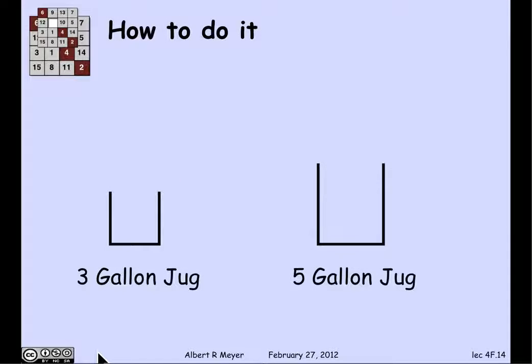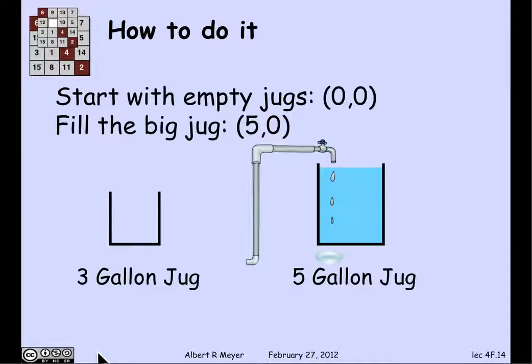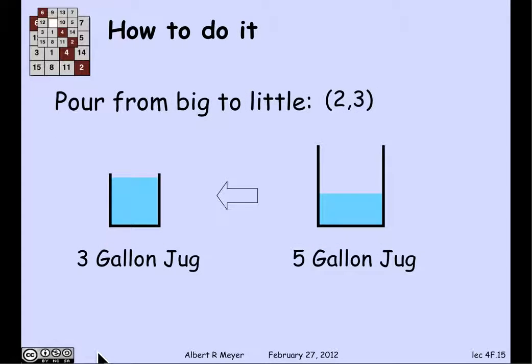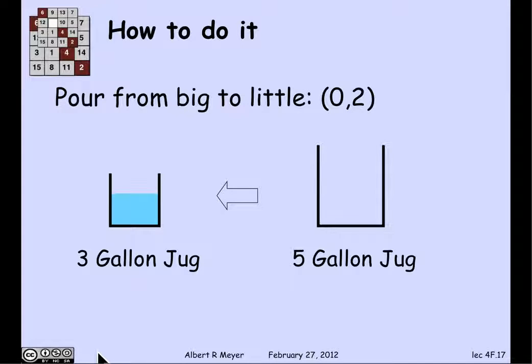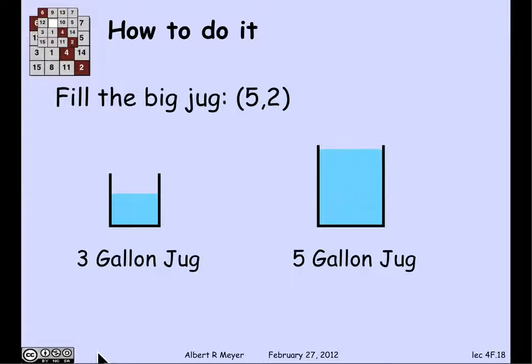We're going to start off with both jugs empty. So we start off in state 0, 0, and the first move is going to be to fill the big jug, which takes us to state 5, 0, where the big jug has 5 and the little jug is still empty. Then we're going to pour from the big into the little. So now the little jug has 3. We're filling up the little one, and that leaves 2 in the big jug. Now we're going to empty the little one, and we still have 2 left in the big one. And now we're going to pour from the big one into the little one. So the little one has 2 gallons and the big one is empty.